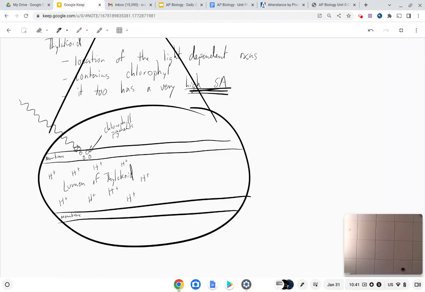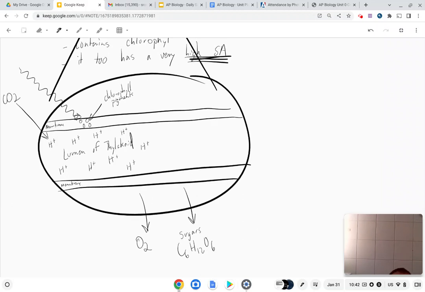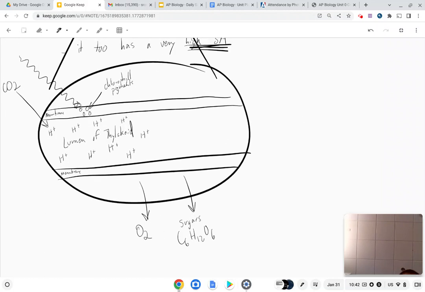And then out of this reaction comes oxygen. If you recall, photosynthesis brings in CO2 and produces oxygen and sugars, specifically glucose, C6H12O6. Okay, you will get all the details on that later, like I said. But right now, the focus is the structure and the function.